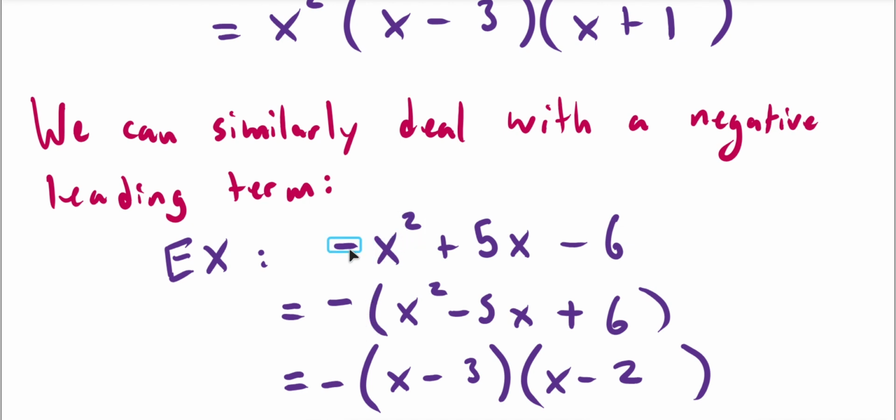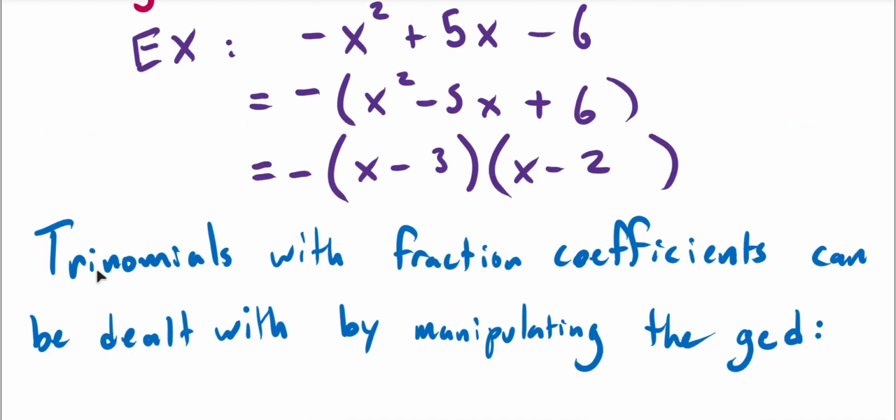What I would do is I would divide a negative out of everything. And that changes my leading term to positive and allows me to proceed exactly as we've been doing. So if you see a negative leading term, it might help you out to just factor out a negative sign, change everybody's sign, and continue from there. We could even kind of use this to deal with fraction coefficients.